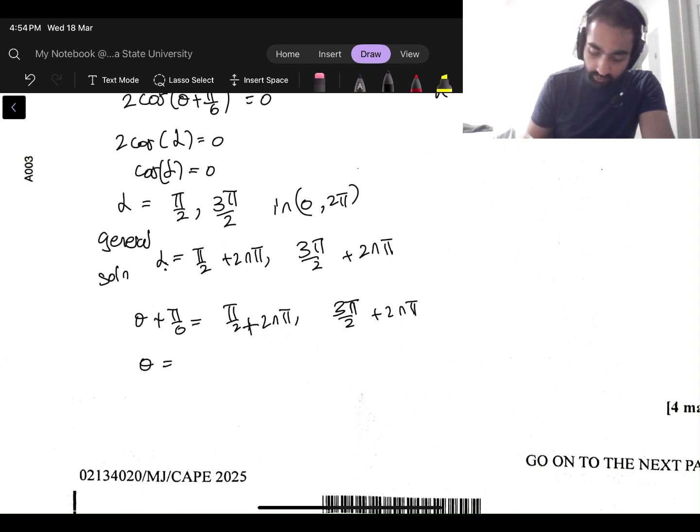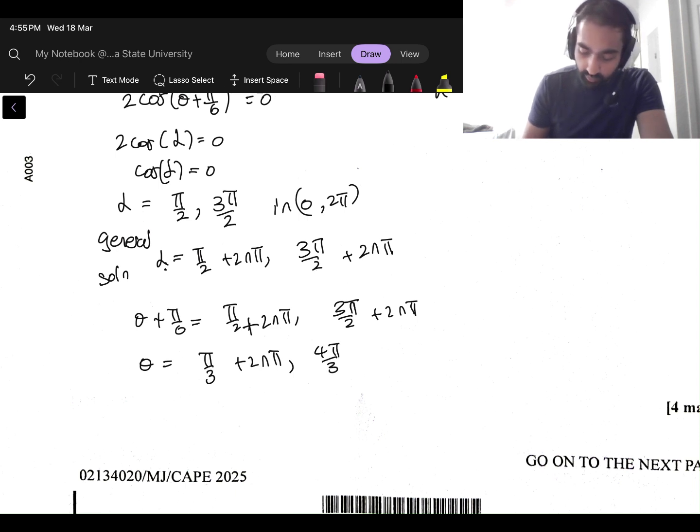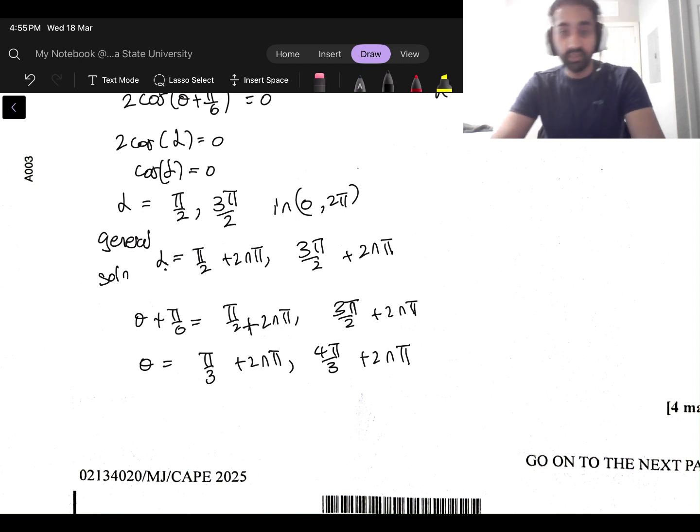So now I just subtract pi over 6, so for theta, the general solution will be: pi over 2 minus pi over 6 gives pi over 3, plus 2n pi, and then this one will be 4 pi over 3 plus 2n pi. So that's how you find the general solution for theta.